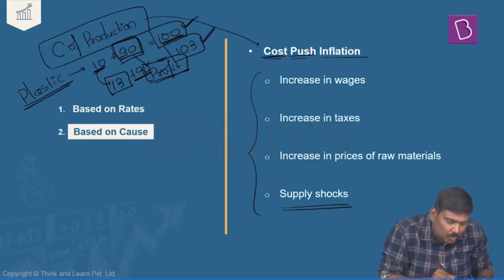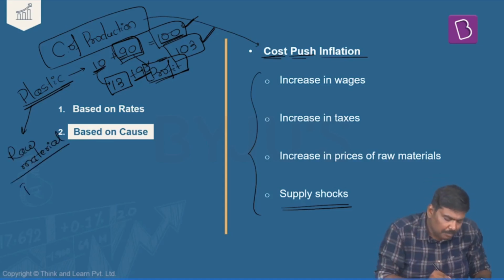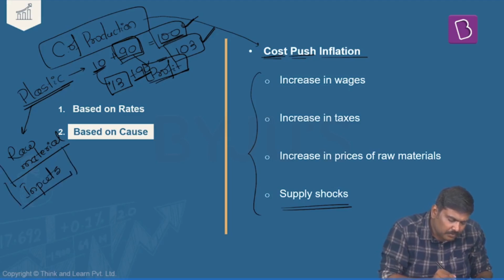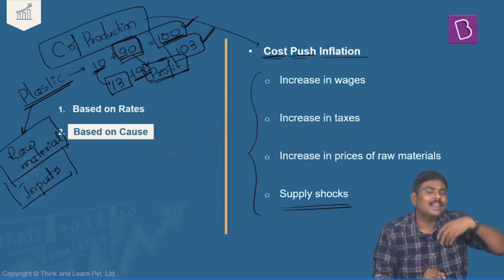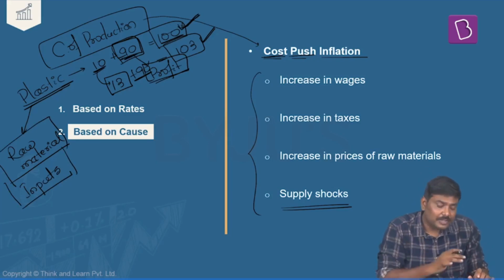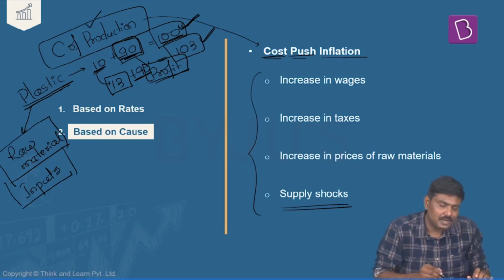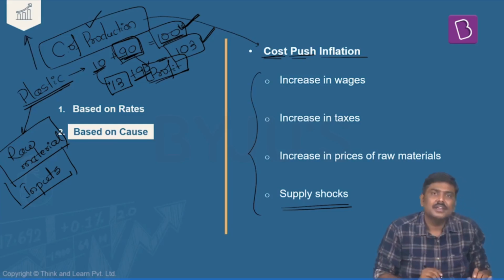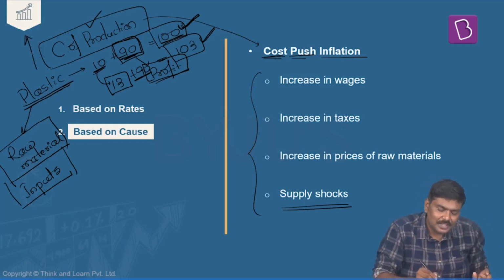So plastic is what? Raw material. So whenever the raw material cost increases, I'm using raw material, can I replace that with input cost or cost of inputs? Whenever the cost of inputs or cost of raw material increases, what will happen to the market prices? Or before that, what will happen to cost of production? Cost of production will increase. When the cost of production will increase, the market prices automatically will increase.